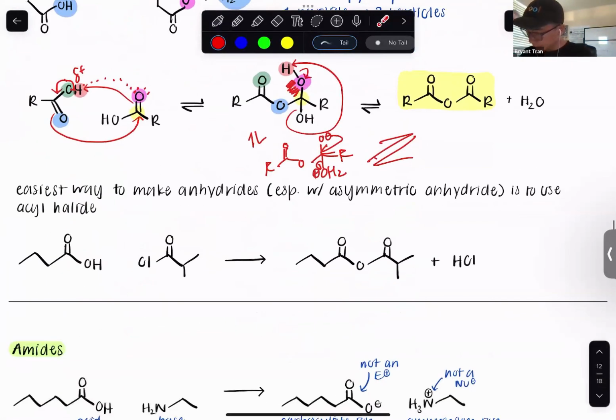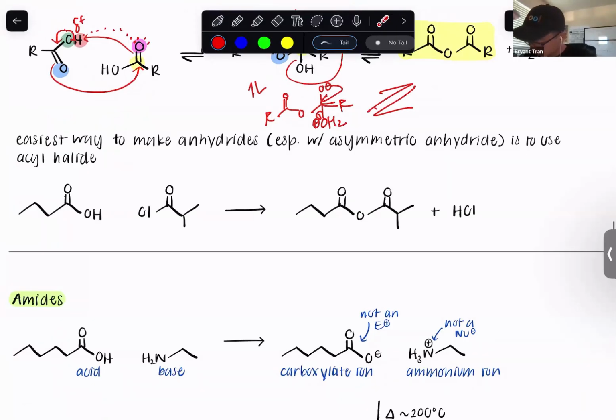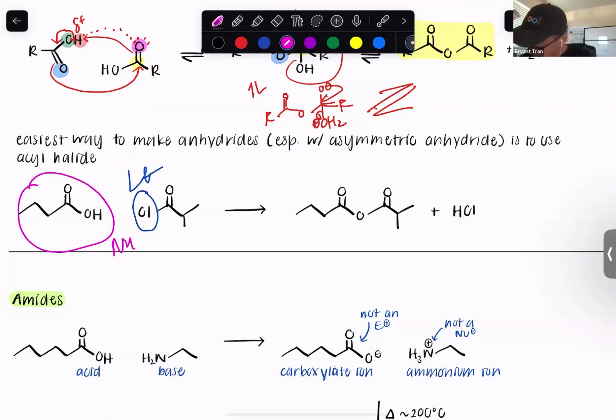Okay, easiest way to make anhydrides, especially with asymmetric anhydride, is to use acyl halide. So this is the more reactive derivative. It's more reactive than this carboxylic acid. So that means that this is going to be the leaving group, and this right here is going to be the nucleophile. And we're going to substitute the chlorine with the nucleophile minus the hydrogen, right? The hydrogen is no longer going to be there.